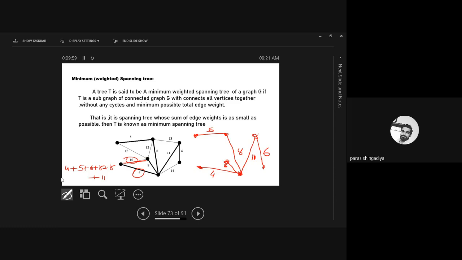Okay, if we consider all the possible spanning trees of this graph, all the possible spanning trees of this graph. Okay, आप इससे सभी spanning tree create करो, ठीक है? And then after that check which is the minimum weighted spanning tree. So this will be the minimum. This spanning tree will be the minimum weighted spanning tree in comparison to all such spanning trees.